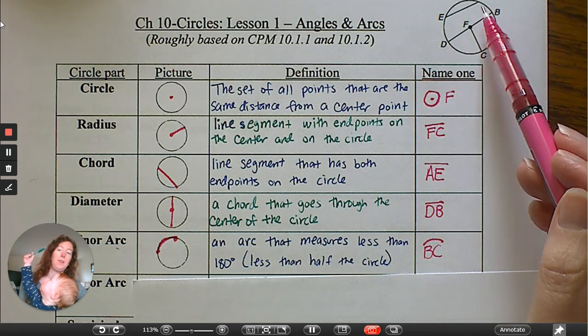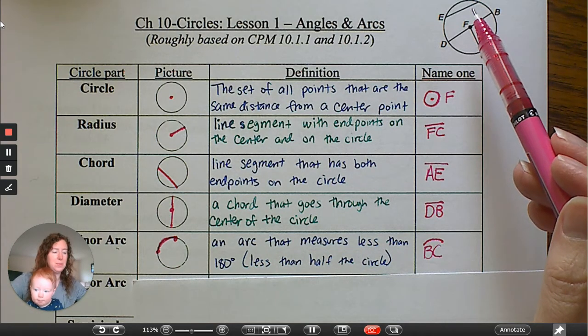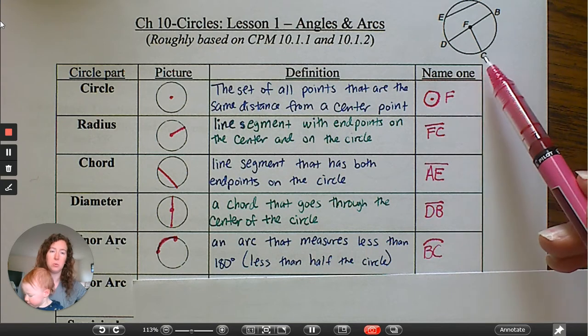I wouldn't go B all the way around. I wouldn't want to go from B all the way around the opposite way to C. You go the shortest route.